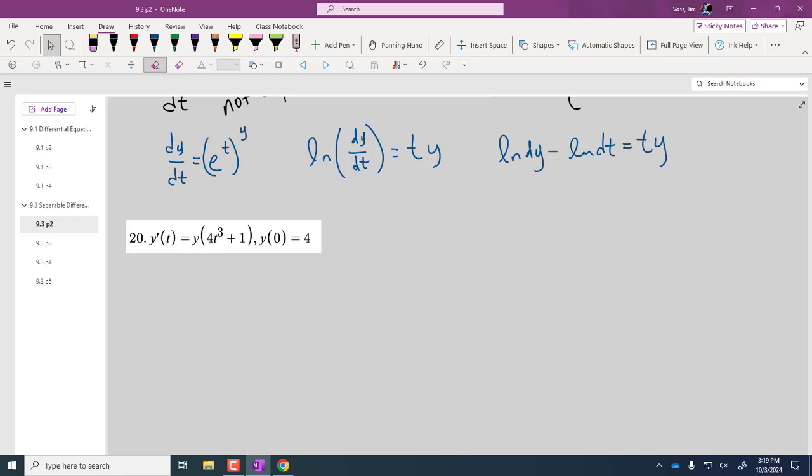Before we do any integration, we want to get all the y's on one side and all the t's on the other side. Yeah, you're jumping. Slow down, Tracy. Yeah, you want to separate those variables before you do integration.